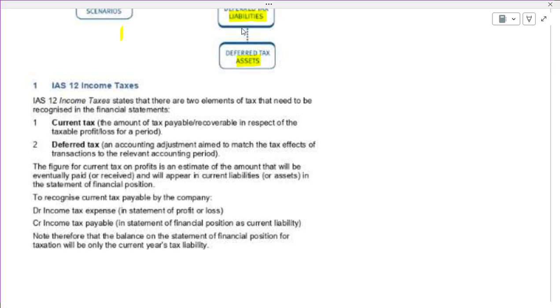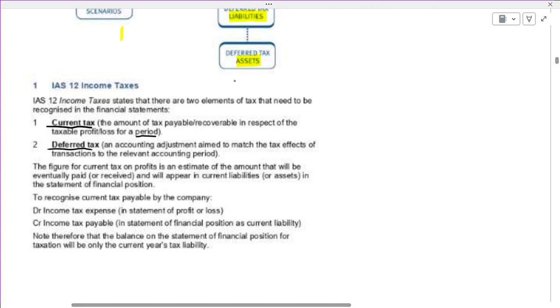Income tax states that there are two elements of tax that need to be recognized: the current tax and the deferred tax. The concept has to be clear at the first point of understanding. The amount of tax payable or recoverable in respect of the taxable profit or loss for the period.